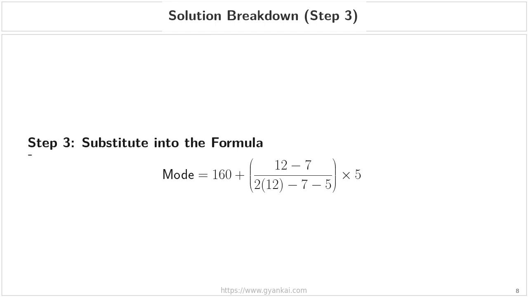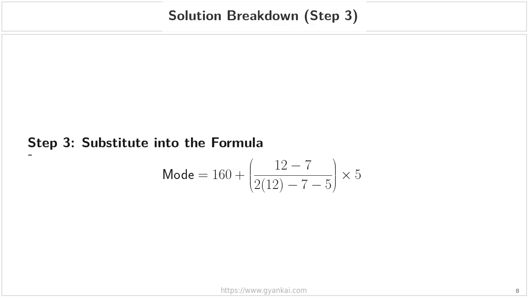Solution breakdown, Step 3. Now that we have successfully extracted all our necessary variables from the table, we move on to Step 3, which is the substitution phase. This is where we take those specific values we identified in the previous slide and plug them into our mode formula. Looking at the screen, you can see the formula in action. We start with the lower limit of our modal class, which is 160. Then, we add the result of a fraction multiplied by our class size, which is 5.